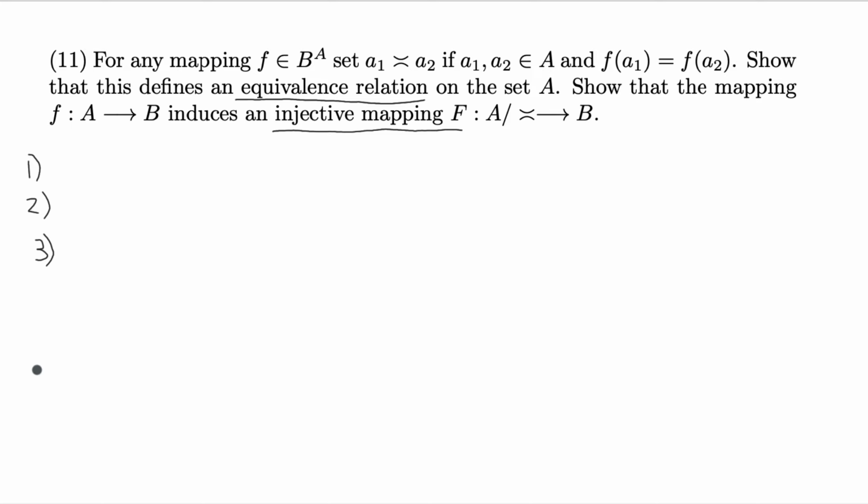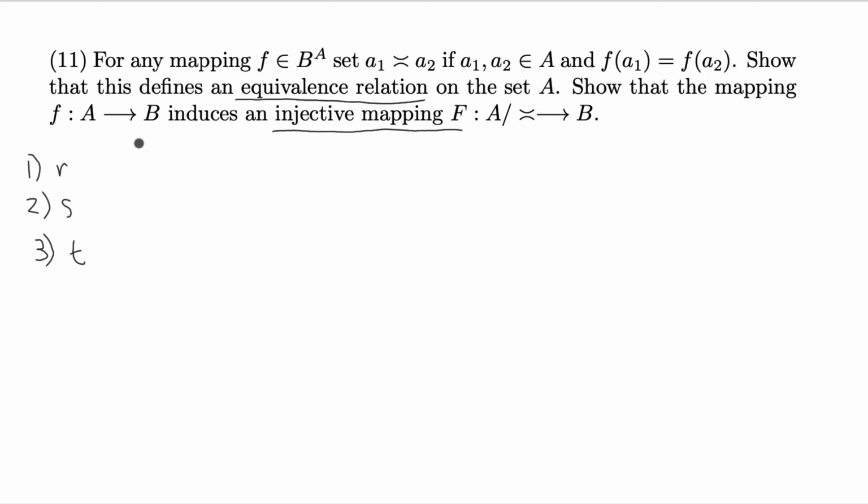All right, let's proceed. So we'll recall that the 3 axioms an equivalence relation must obey are reflexivity, symmetry, and transitivity. So reflexivity is easy. We can see that A1 is equivalent to itself because f is a mapping, so f of A1 will always equal f of A1 by definition.